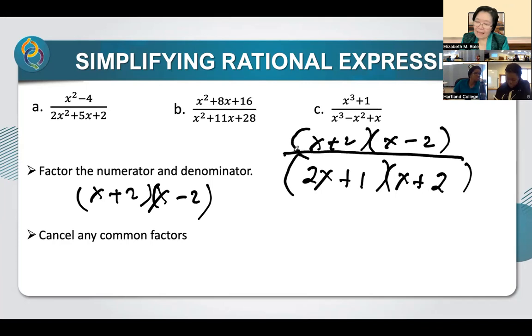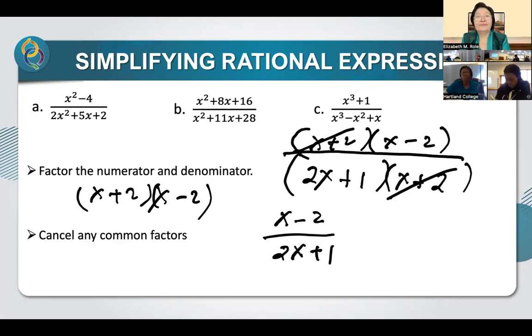Are you on C already? Cancel. I'm on B. So your final answer is x minus 2 over 2x plus 1. That's the simple rational expression.